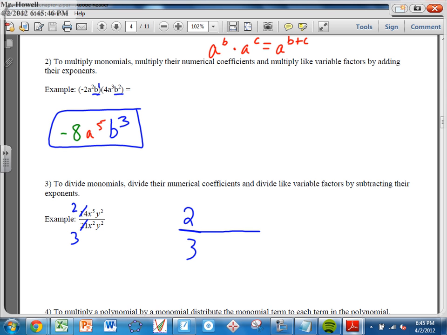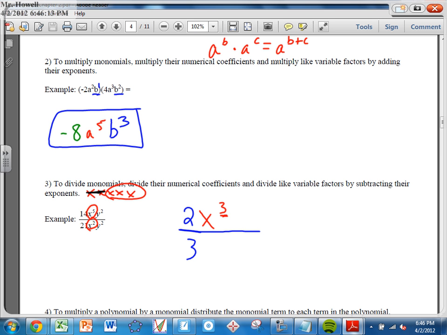Next, x to the 5th and x to the 2nd. Well, this is really like having 5 x's up top. This is really like having 2 x's down below. So if I think about it, the 2 x's and 2 x's cancel. I'm left with simply 3 x's, or x to the 3rd. The other way you can do that, as we said a minute ago, is by using our exponent rules. This is really x to the 5th over x to the 2nd. 5 minus 2 is what gives me this 3 here.